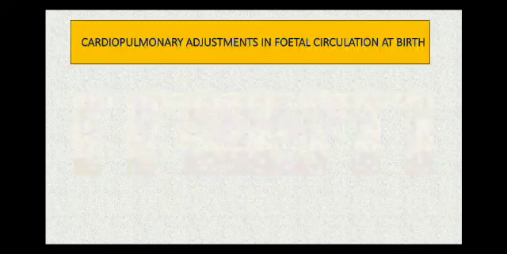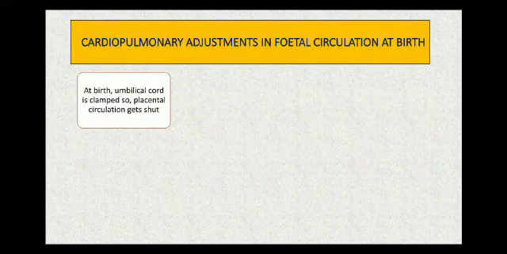Now, what are the cardiopulmonary adjustments in the fetal circulation at birth? As the newborn exits the birth canal, it takes its first breath, and that breath will expand the lungs and trigger a series of changes in the circulatory system. Right? So at birth, the umbilical cord is clamped. So there is no placental circulation now.